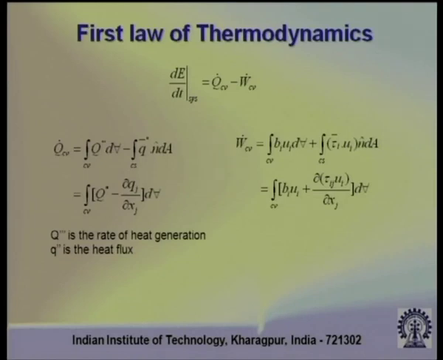So, that is why the negative term there. Now, you can express this area integral in terms of a volume integral by using the divergence theorem. So, you can express the total heat transfer term in terms of a volume integral. That is the simplification with regard to the heat transfer term.